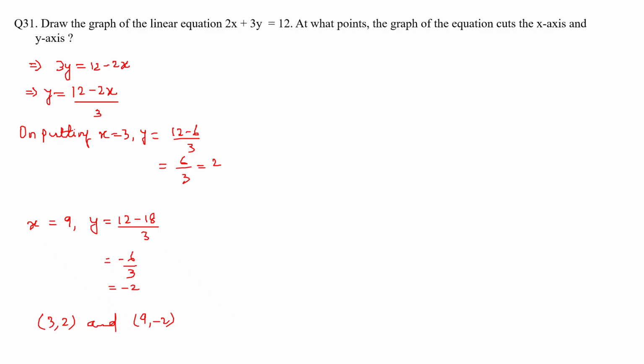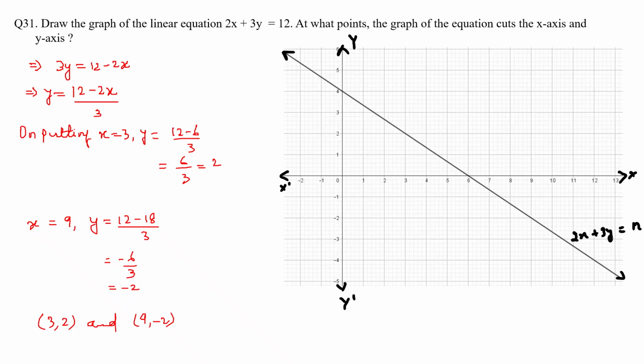So if I plot the graph, I will get the graph something like this. So this is my point (9, minus 2), and another point is here, which is (3, 2). So this is the graph. Now the second part of the question says that you have to find the point where the graph of the equation cuts the x-axis. So it is cutting the x-axis at the point (6, 0) and the y-axis at (0, 4), isn't it?